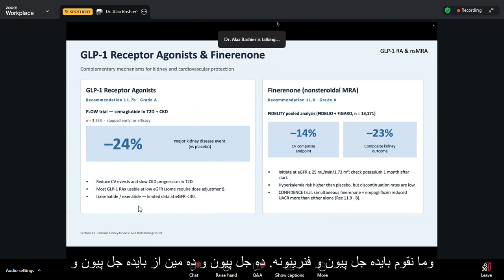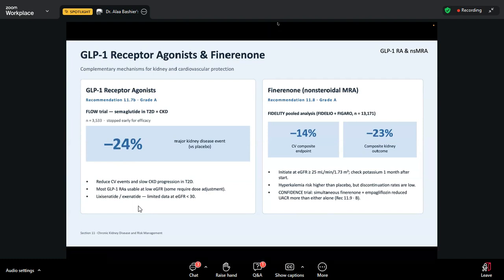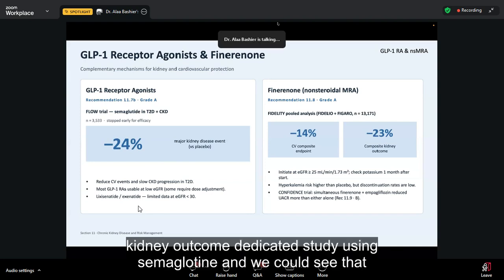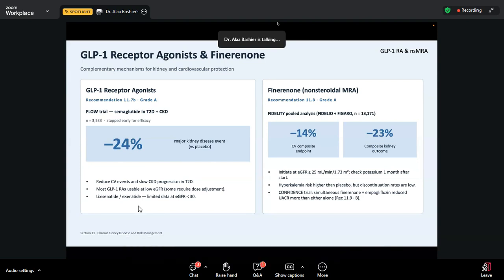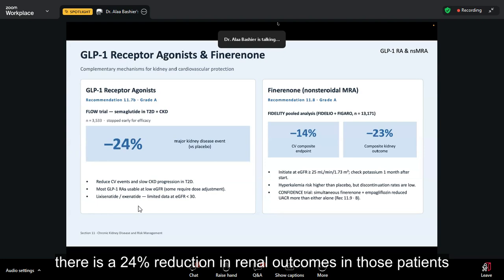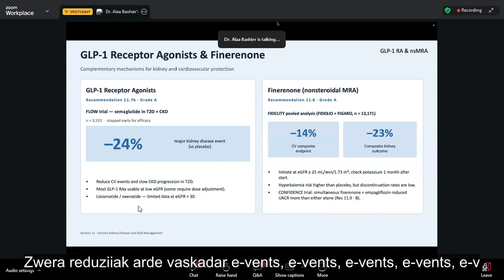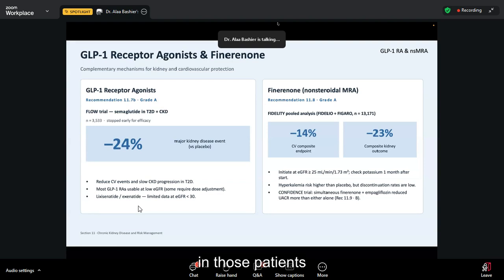What about the GLP-1 and finerenone? The main study in the GLP-1 was the FLOW trial. The FLOW trial is a kidney outcome dedicated study using semaglutide. We could see that there is a 24% reduction in renal outcomes in those patients, the major kidney disease events. It also reduced the cardiovascular events, and it did slow the CKD progression in those patients.